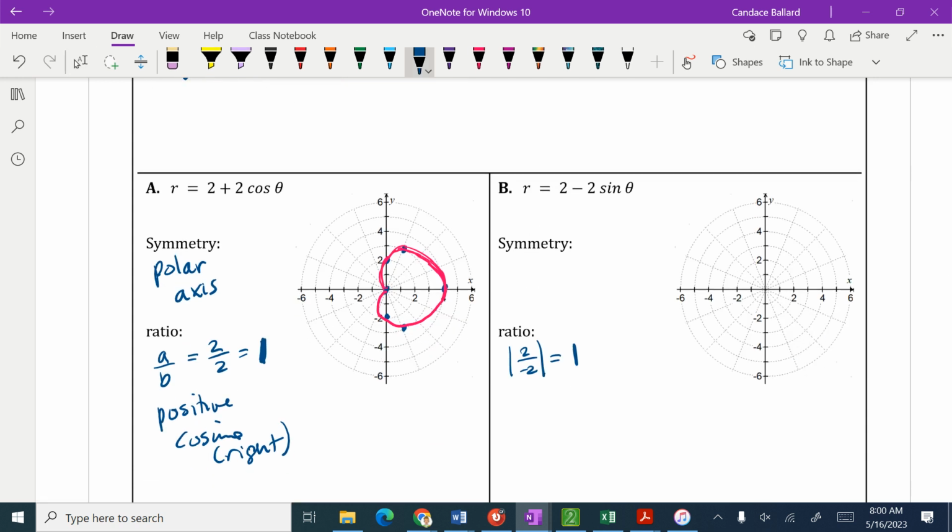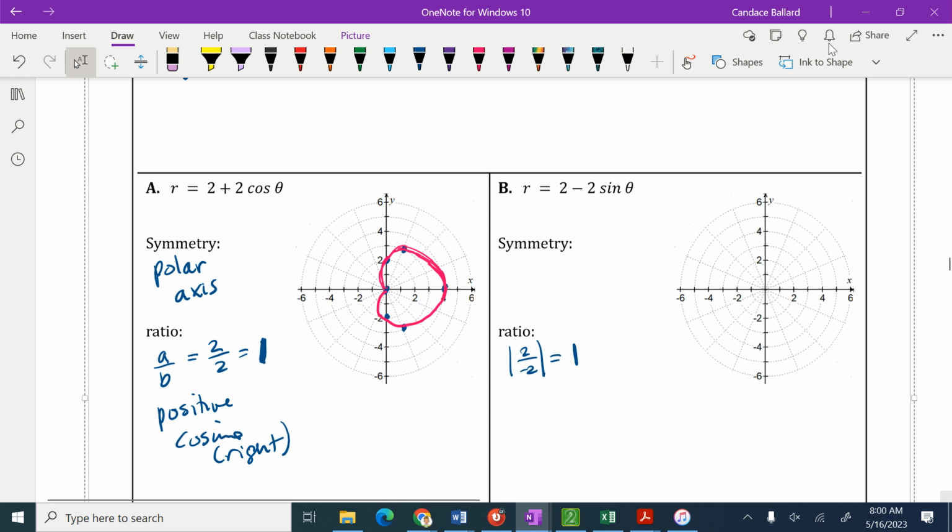Well, is it going to go in the left-right direction or the up-down direction because it's sine? It's going to go up-down. Okay, good. Is it because it has a negative in front? Is that going to make it go up or make it go down? Down. Okay, so let's see if we're right. Let's put that into Desmos and see if we guessed right.